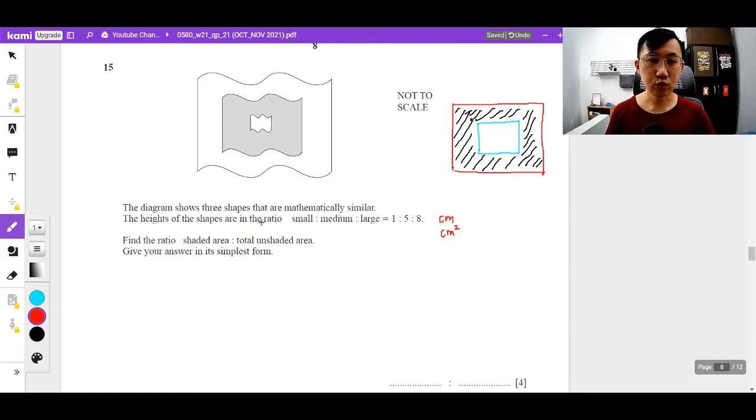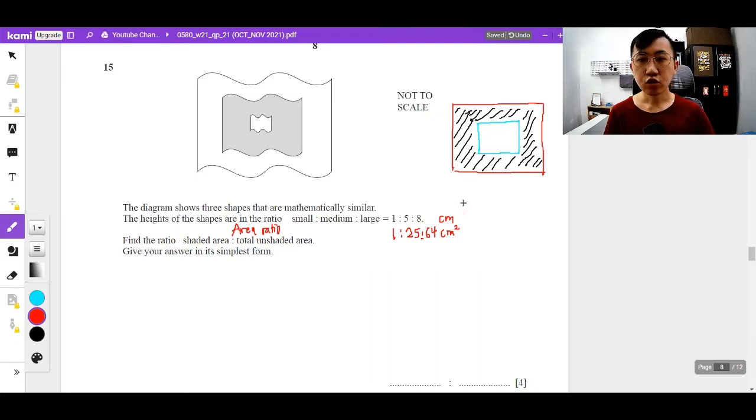Okay, so let's do area ratio. This is something similar to your map ratio. So your small, medium, large, I am just gonna square everything here. So 1 square, your area is still gonna be 1 ratio, right? Now 5 square, this is going to be 25. And finally the large area, you square it, you will get 64. So we need this new ratio over here.